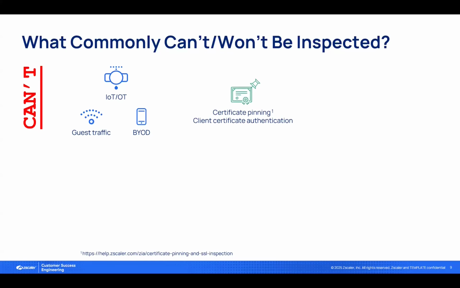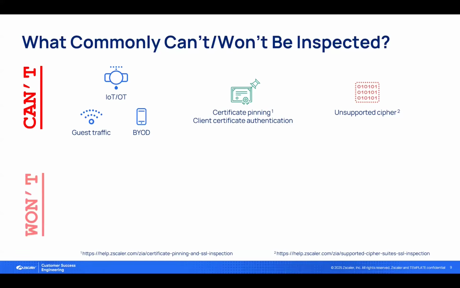We can't inspect applications that do certificate pinning or client certificate authentication. And there is a small number of ciphers that aren't supported. Generally, these are legacy ciphers, but if this is a cipher that is not supported, then it's not possible for us to do SSL inspection. For both these things, there are articles on the Zscaler help website that cover unsupported ciphers as well as applications that commonly are known to do certificate pinning. It's worth noting that this list of applications that do certificate pinning comes with domains, and these are example domains. By no means should you simply bypass from SSL inspection any domain that belongs to this list.